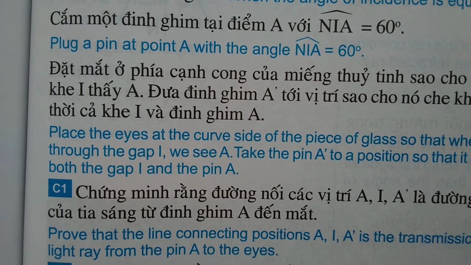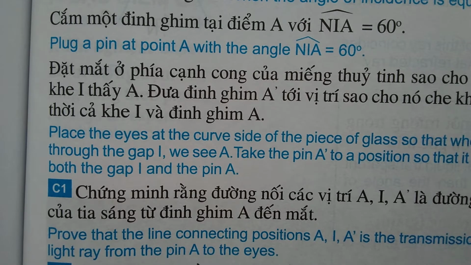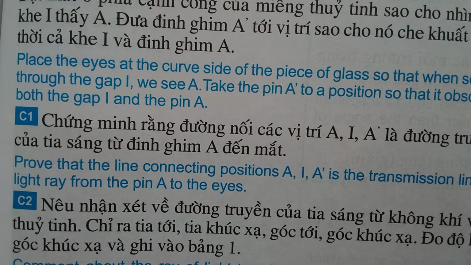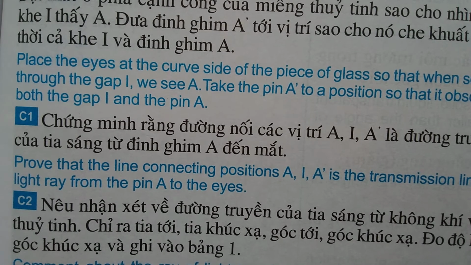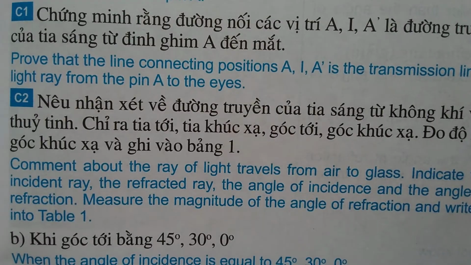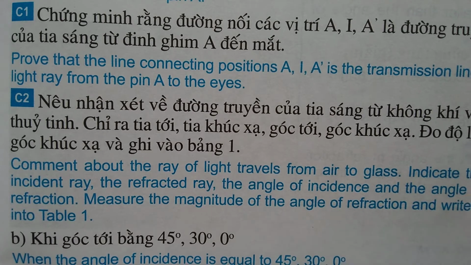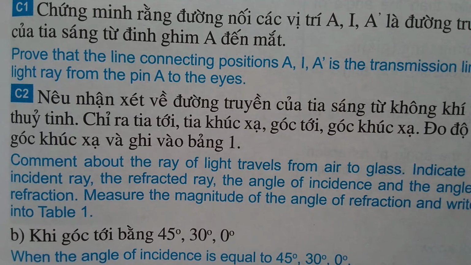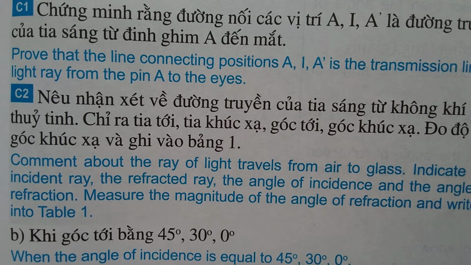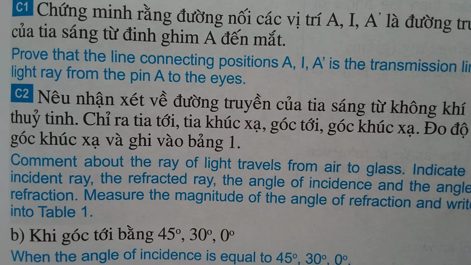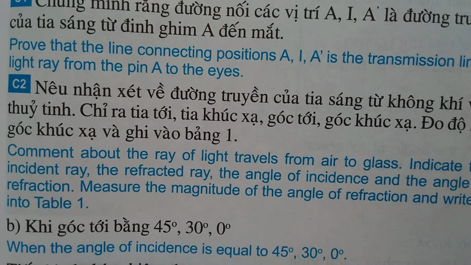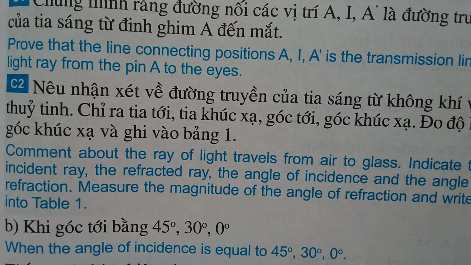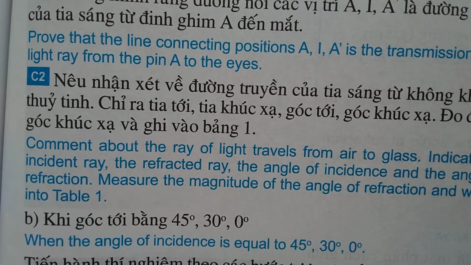Prove that the line connecting positions A, I, A prime is the transmission line of the light ray from pin A to the eye. Comment about the ray of light that travels from air to glass. Indicate the incident ray, the refracted ray, the angle of incidence, and the angle of refraction. Measure the magnitude of the angle of refraction and write it into table 1.